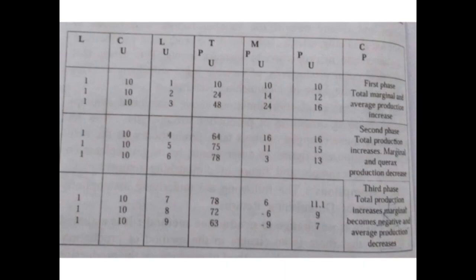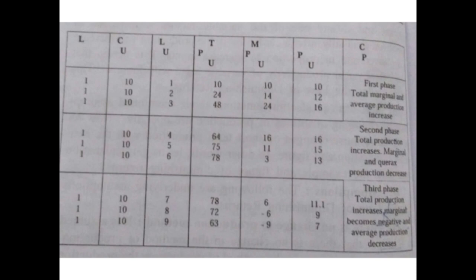Now in the second phase, labor units are raised from 4 to 6 units and total production continues to grow. Now in the second phase, labor units are raised from 4, 5 and 6 and there is an increase in total production, but there is a decrease in marginal and average production. Now from the second phase, there is an end of the increasing rate. In the second phase itself, total production is increasing, but at the same time marginal and average production are decreasing.